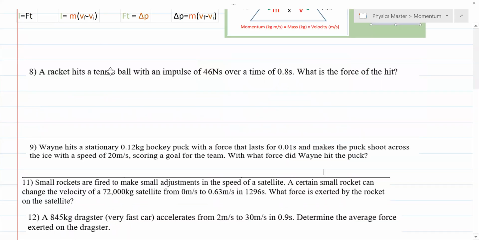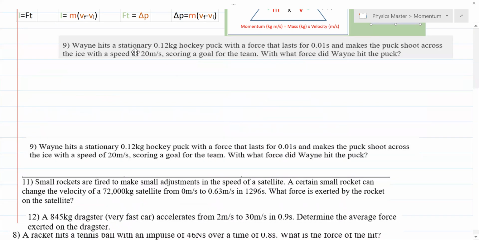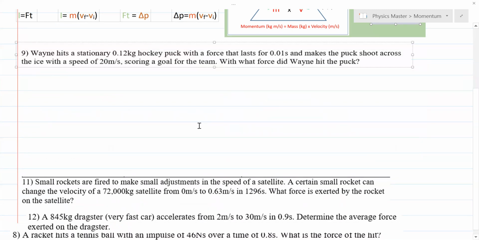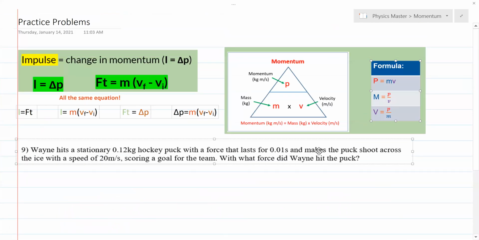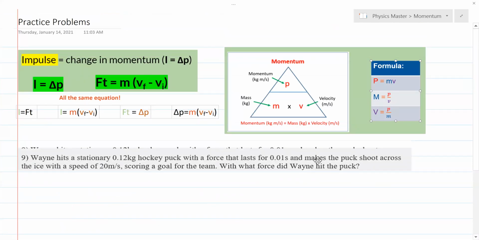All right, I'm going to do one of these. Let's do this one. Same thing, okay? We're going to go through and label things. You can either write all your variables out or whatever. All right, so here we go.